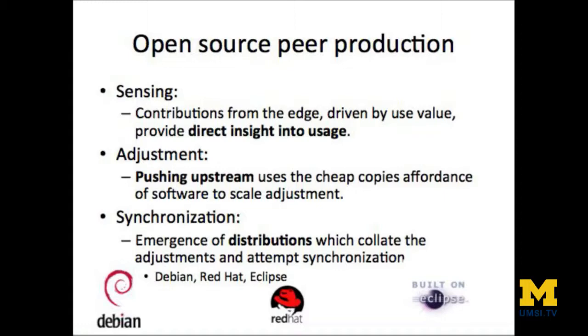Finally, synchronization happens with the emergence of distributions. And I actually think that people that have studied the organization of open source software haven't focused nearly enough on distributions because they provide a crucial element to managing the complexity of recombination. And so Debian, Red Hat, and even Eclipse live in a world where people can recombine however they like. And the way they handle it is they use the choke point of distribution to synchronize things out.